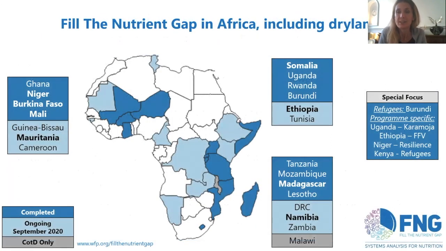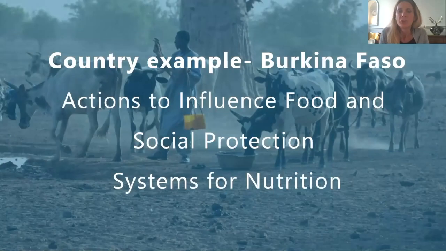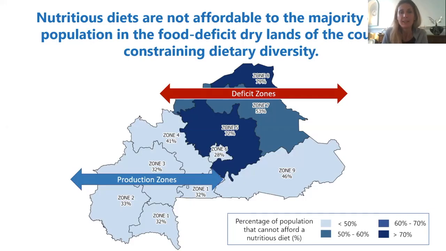All these analyses that I've just presented are extracted from Fill the Nutrient Gap analyses that we've conducted in Africa. And here you can see different drylands covering the Horn of Africa, Sahel, and Southern Africa. I'll dive into a country example to better see how this information can shape a response. So here is Burkina Faso.